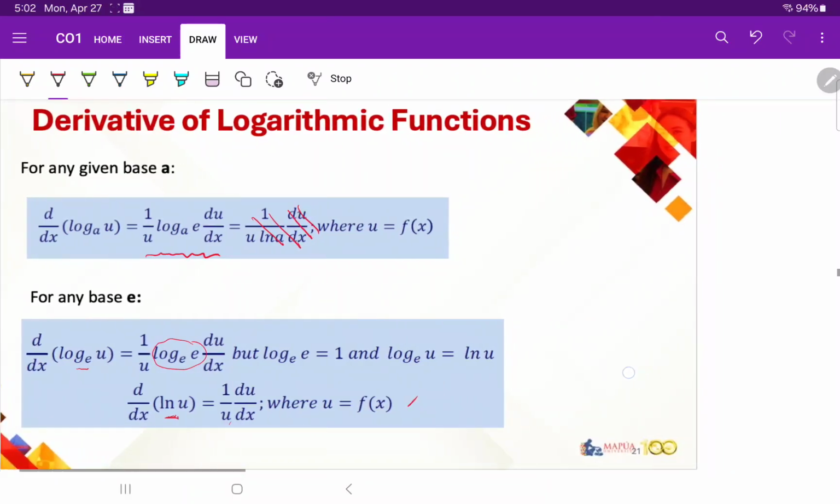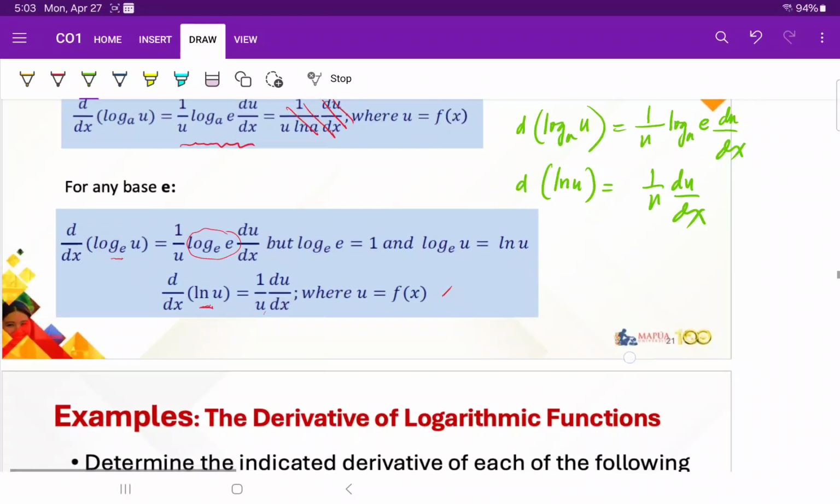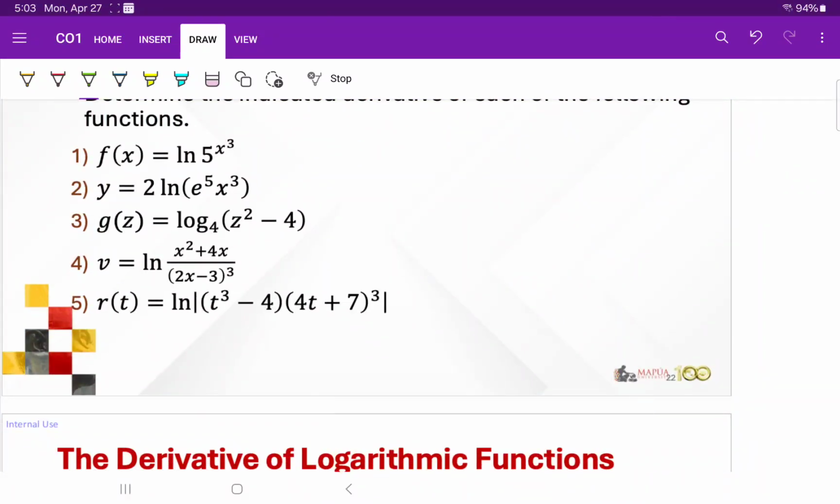So, let's write it down here. Let's use a different color. What's the derivative of the log of u to the base a? It's 1 over u log of e to the base a du dx. What's the derivative of ln of u? 1 over u du dx. Alright? Okay, so let's have examples here.